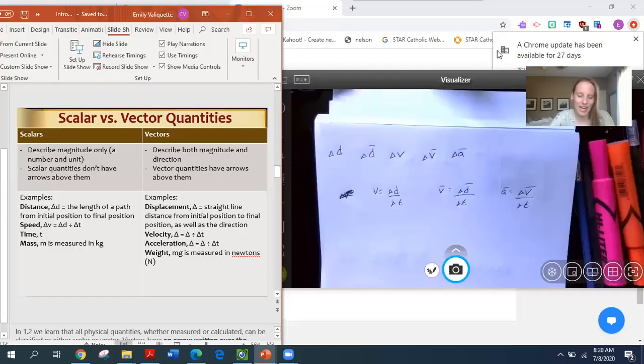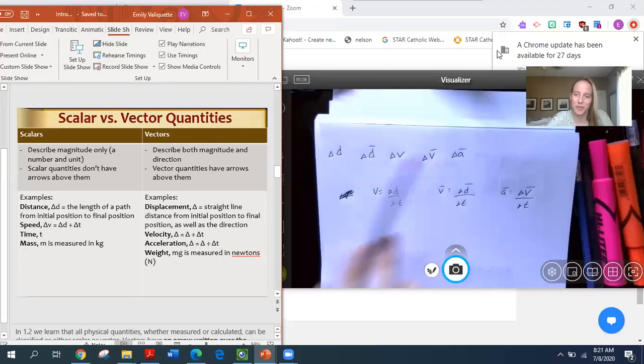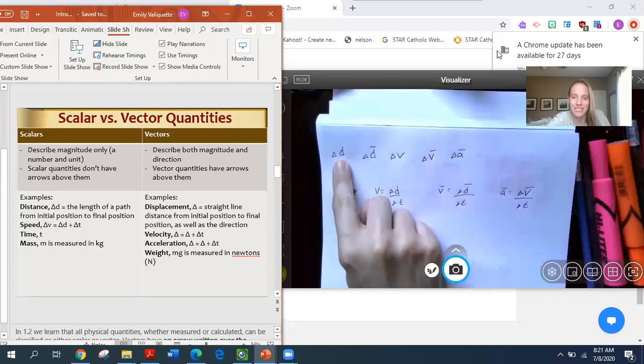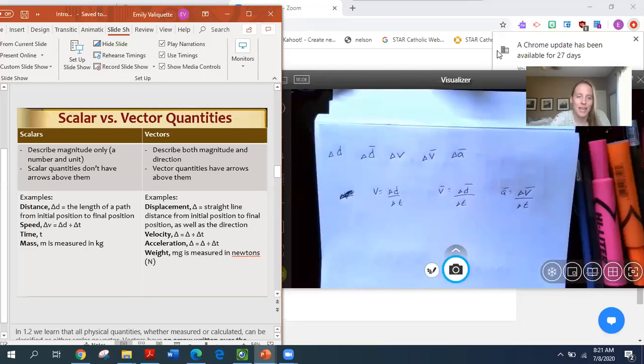So you may be wondering, why do some of these symbols have a line over top of them and some don't? It has to do with whether these are scalar or vector quantities. Scalar quantities describe magnitude, so how much speed or how much distance, but they don't describe the direction of the speed or the direction of the distance traveled. And so we don't put arrows on top of them. Distance and speed are both scalar quantities.